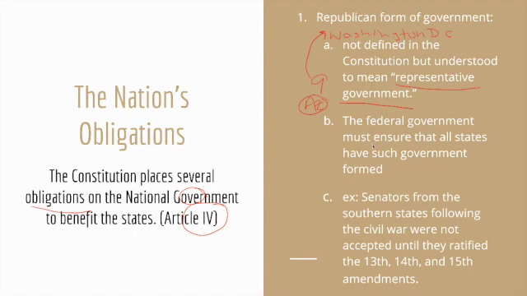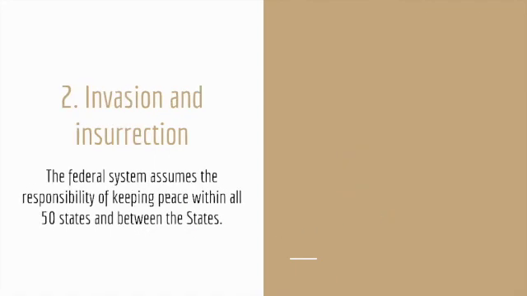They also have the obligation to ensure that all states have a government. So when we look at how a state is admitted into the union, that's an important thing, and that's one of the first steps that a state will do when they're applying for statehood. Senators from southern states, when there was the Civil War, were not accepted into the Senate until they had ratified these amendments. That's because when the Civil War happened, these southern states really kind of gave up their state rights.